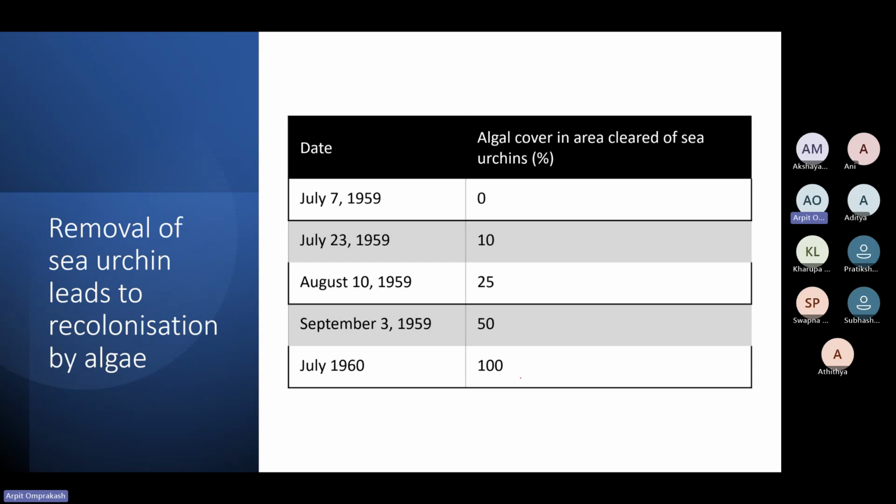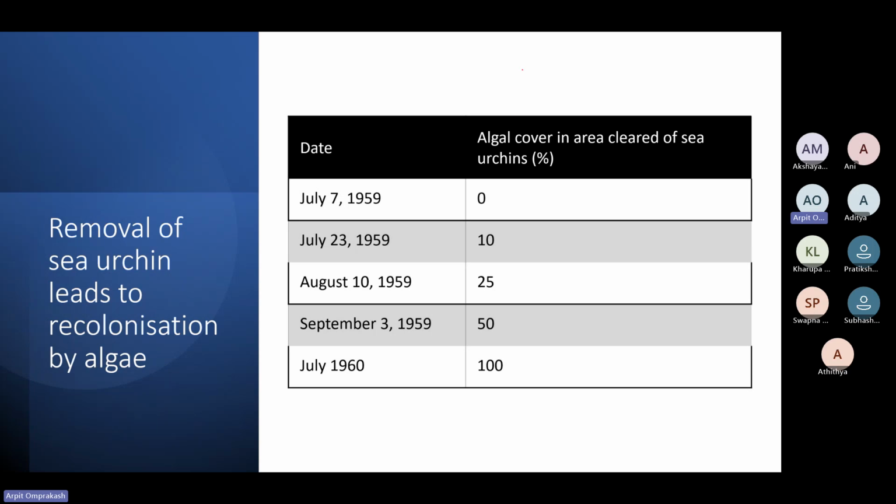They saw that over time, from 0% algal cover, the algal cover became 100%. So all of the area where they removed the sea urchins was recolonized by the algae. That means the algae can potentially be found in that area, but because of the presence of the sea urchin, it is not found in that area.